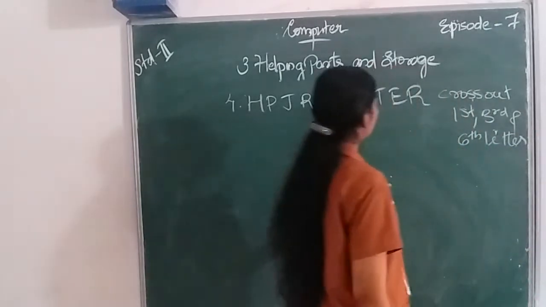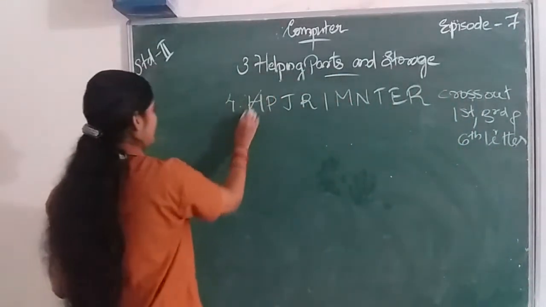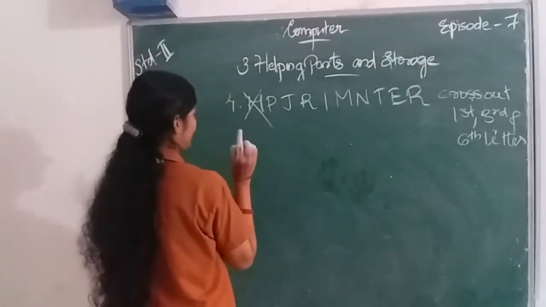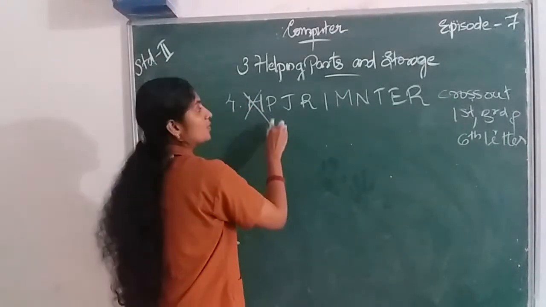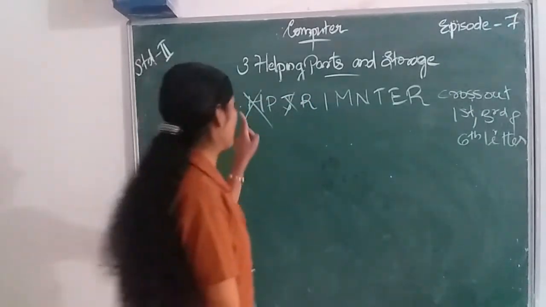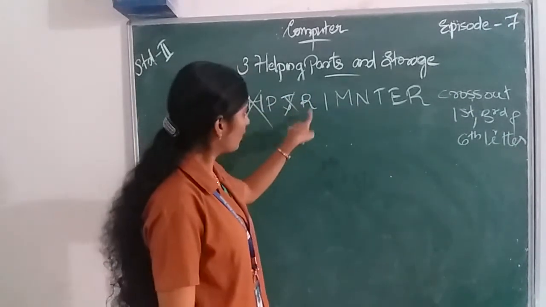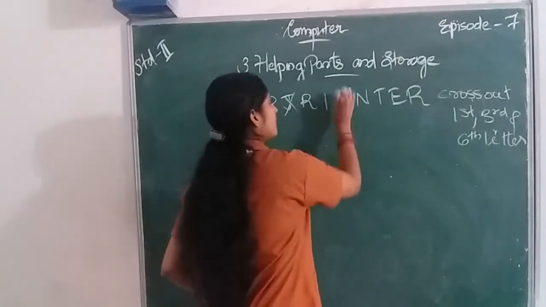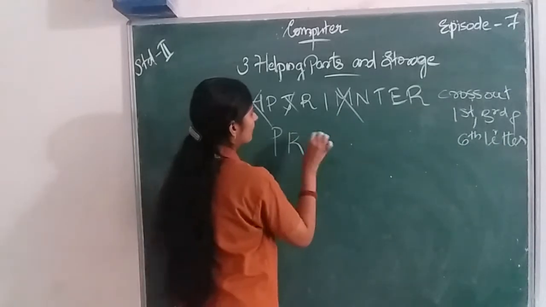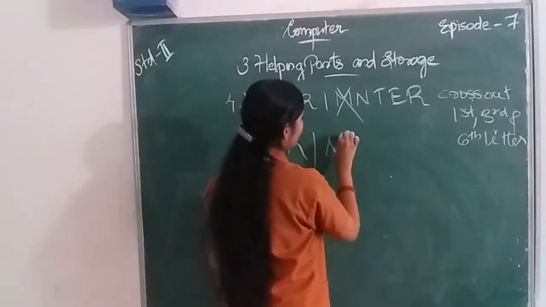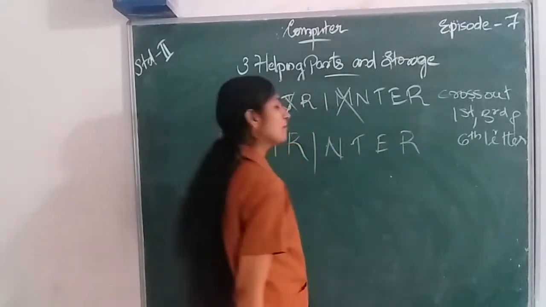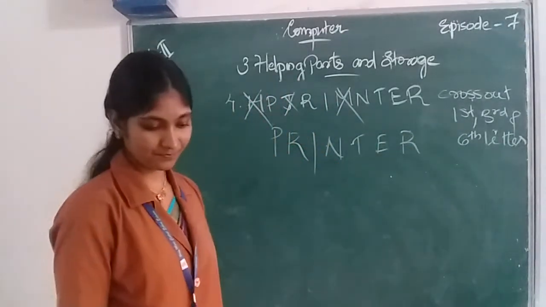Okay. First letter H, then third. 1, 2, 3. Cross. Next, sixth letter. 1, 2, 3, 4, 5, 6. So finally, P R I N T E R. What is that word? Printer.